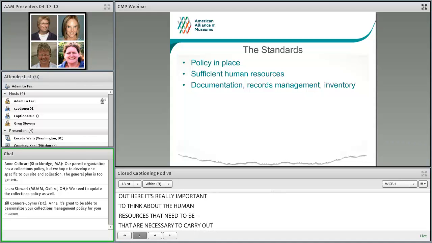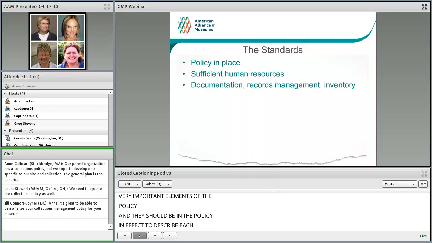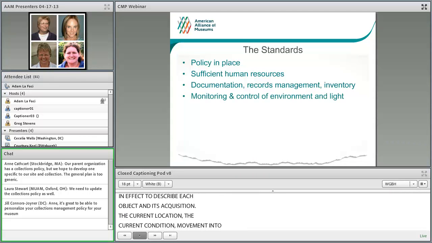Let's head back. Documentation, records management, inventory are all very important elements of the policy, and these should be in the policy in effect to describe each object and its acquisition, the current location, the current condition, movement into, out of, and within the museum. So that's what the documentation and records management helps you do.